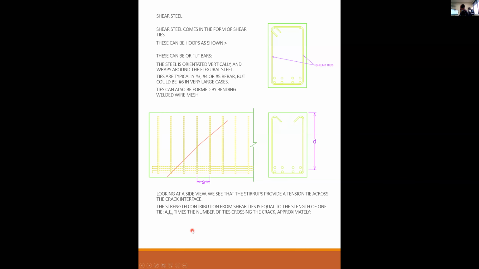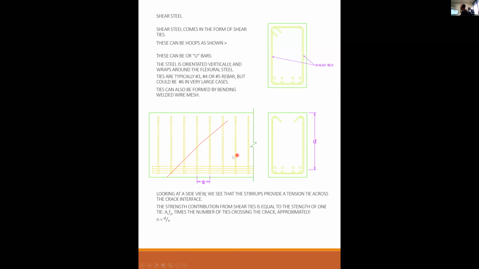Then we can say the strength contribution from the shear ties is equal to the strength of one tie. One tie here has an effective area of Av. That's the cross-sectional area of the tie bar times the yielding strength of that tie bar. So every one of these hoops gives you two legs of the size of that tie reinforcement times the yielding of that reinforcement. But you don't just get one tie helping you. You get 1, 2, 3, 4 ties in this case. So you have to multiply Av fyt times the number of ties crossing that crack, which is approximately n, the number of ties, equal to d, the effective depth, divided by s, the spacing of the ties.